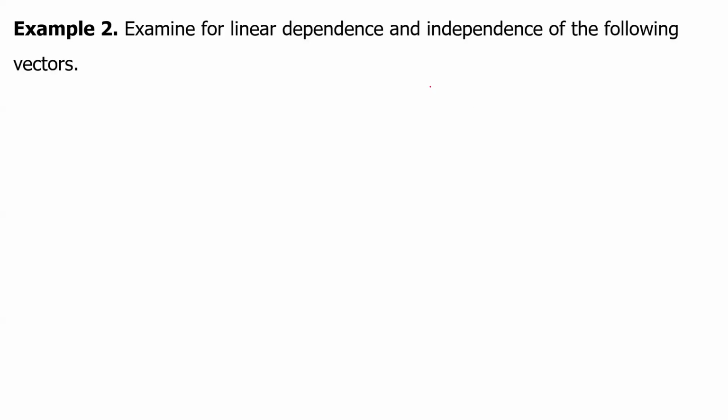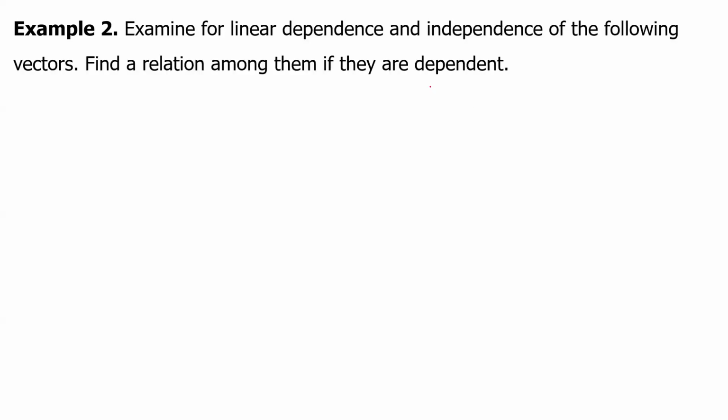In this lecture, we take one more example on linearly dependent and independent vectors. The question is, examine for linear dependence and independence of the following vectors. Find a relation among them if they are dependent. The three vectors are (2, 2, 1) transpose, (1, 3, 1) transpose, and (1, 2, 2) transpose. So here the vectors are in the form of column vectors.